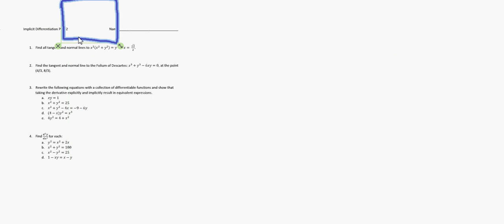Number 2, find the tangent line and normal line to the folium of Descartes. They just give this a name. Descartes was a dude, he did a lot of math back in the day, very intelligent man. He gets this curve named after him. I'm not even sure what a folium is, it doesn't matter. The curve looks something like this. Okay, you can tell it's not a function, so we can't rewrite it explicitly. That's fine. And we want it at the point 4/3, 8/3.